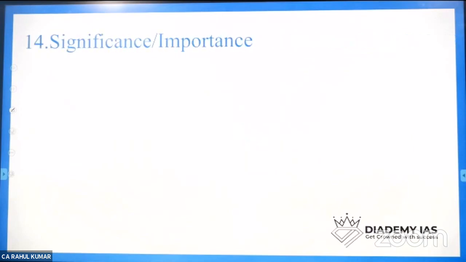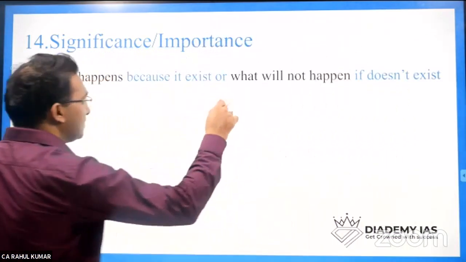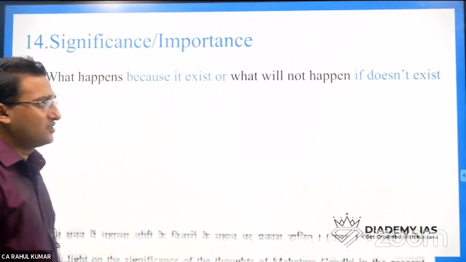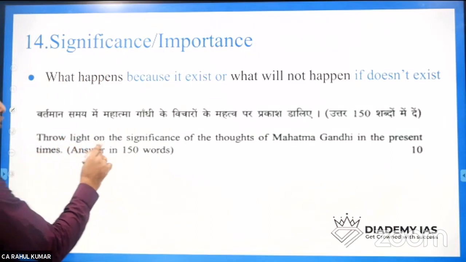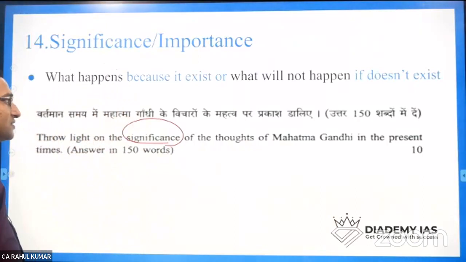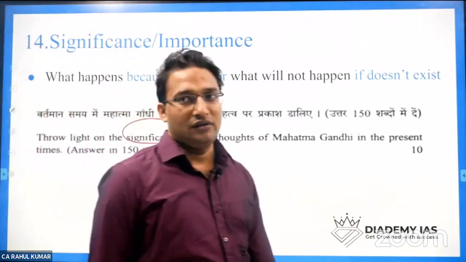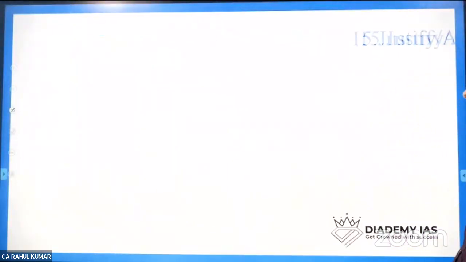Now, significance or importance. This is another dimension. So here you can tell what happens if it exists or what will not happen if it does not exist. मतलब उसकी जरूरत क्या है? For example, throw light on the significance of the thoughts of Mahatma Gandhi in the present times. This is again a UPSC question. So here, what is the importance of the thoughts of Mahatma Gandhi? That has to be told.